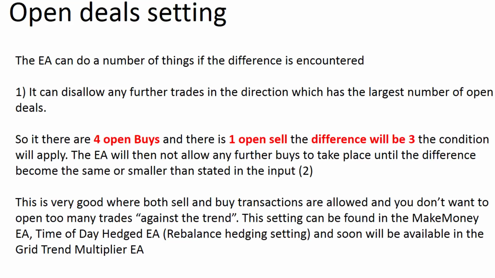It could start opening deals against the trend, and then this setting will help you very much. The setting can also be found in the make money EA, the time of day hedged EA, and as I say, it will soon be available with the grid trend multiplier. So that's one approach. It can disallow future opening of trades that are against the trend, as it were.